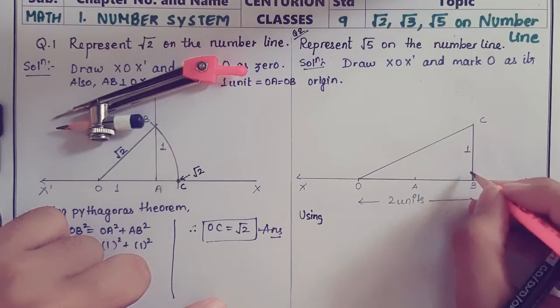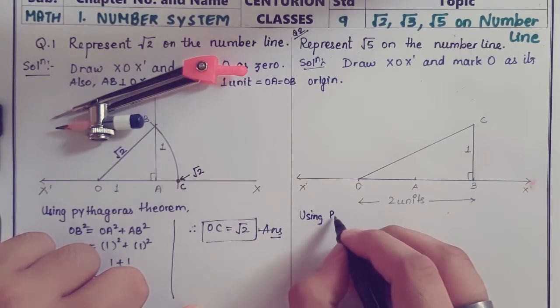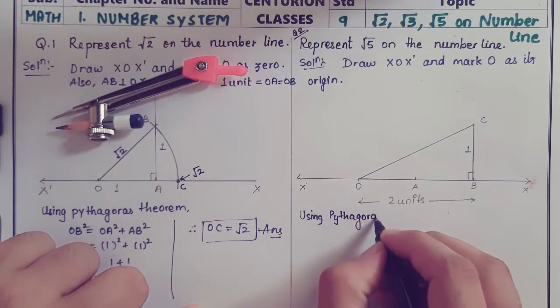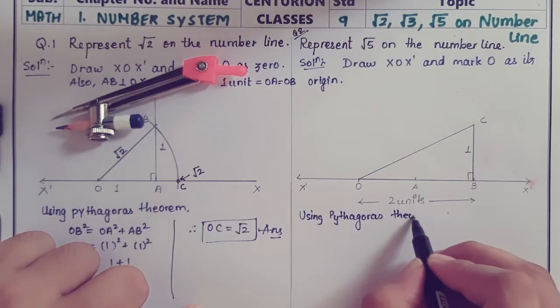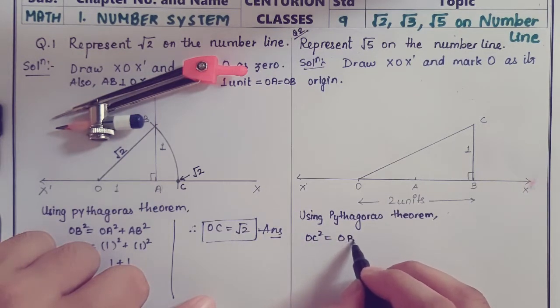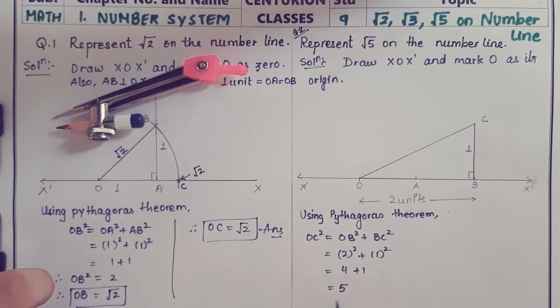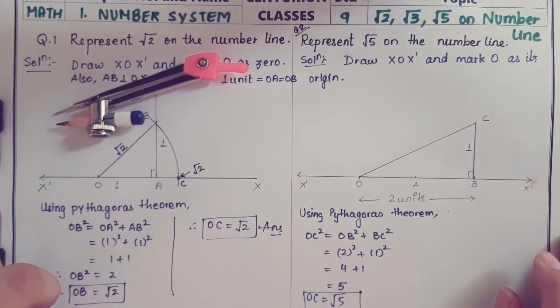By the way, this is perpendicular, so this will be 90 degrees. Make sure that you put a 90 degree sign over there. So using Pythagoras theorem, we get OC square as OB square plus BC square. What is my OB? OB is 2 square and BC is 1. So this will be 4 plus 1, which is 5. So OC will be root 5.